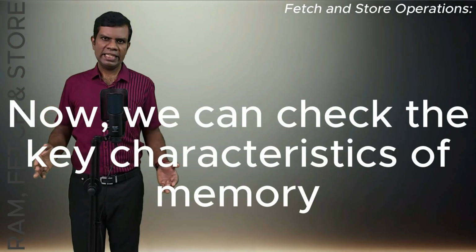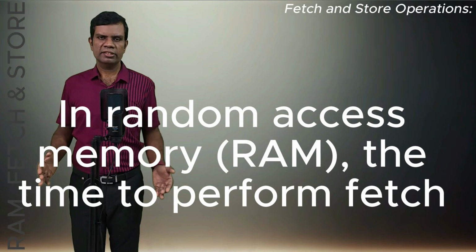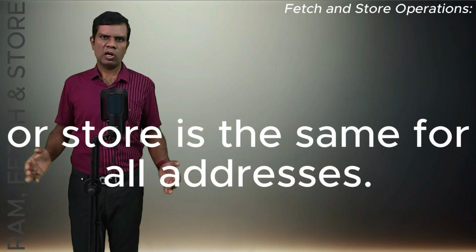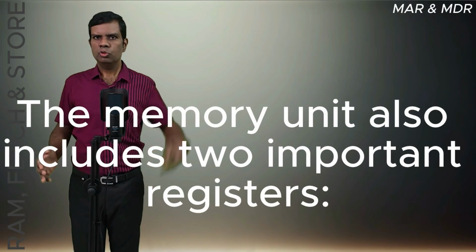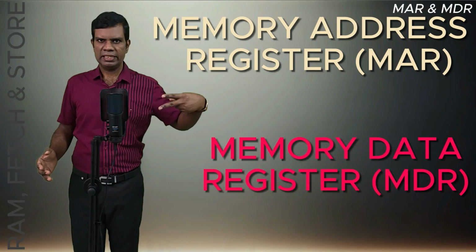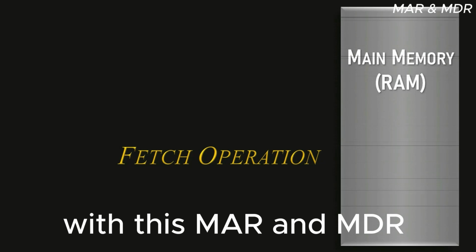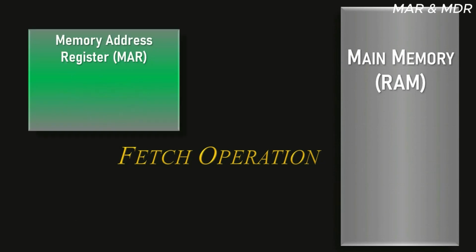Now we can check the key characteristics of memory and registers. In random access memory, the time to perform fetch or store is the same for all addresses. The memory unit also includes two important registers: the memory address register and the memory data register. Now we can check fetch and store steps with the memory address register and memory data register. Let's start with fetch.